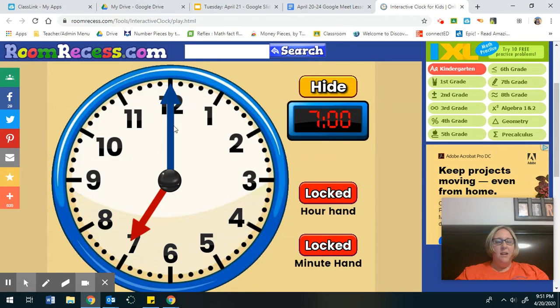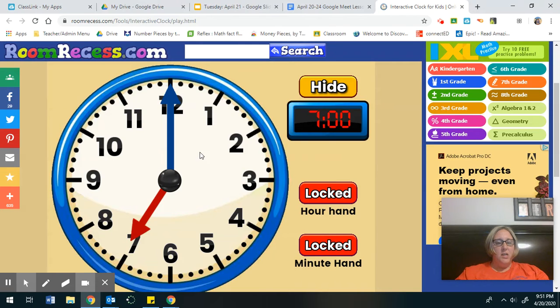This is an analog clock because it has a face and two hands. It has all the numbers of the day written on the face. The two hands tell you the hours and the minutes. Remember that the short hand tells you the hours.